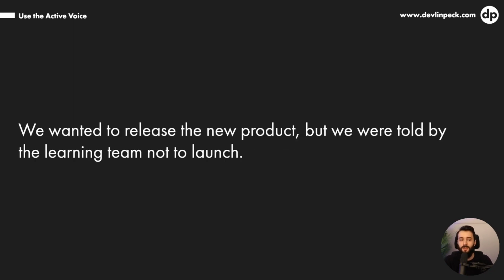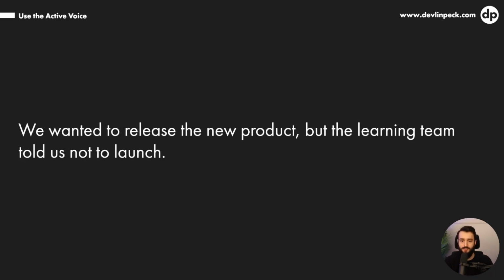Let's look at another one. We wanted to release the new product, but we were told by the learning team not to launch. Is this in the active voice? So the first clause here is, we wanted to release the new product, but the second clause is not. We were told by. So we are receiving an action instead of acting.